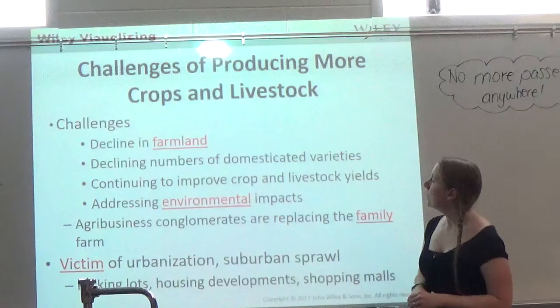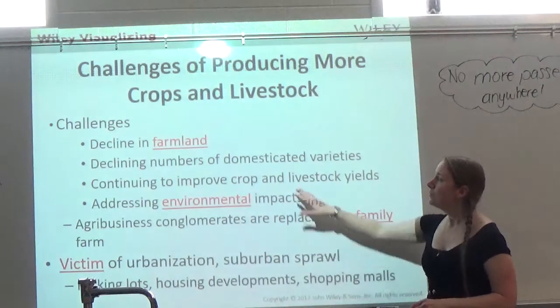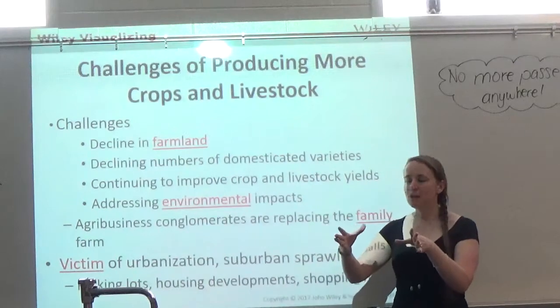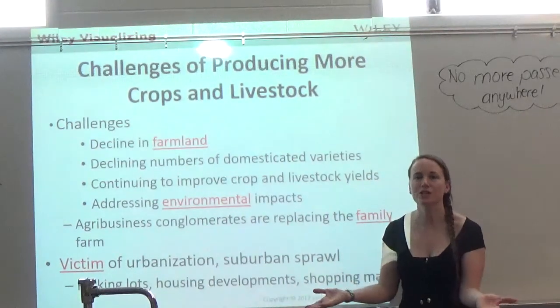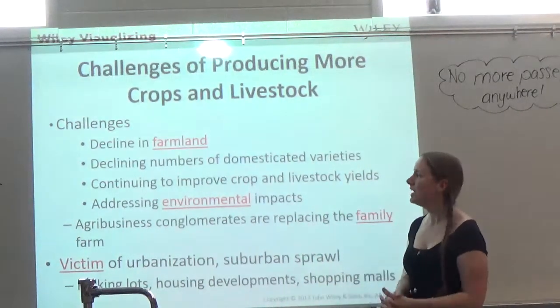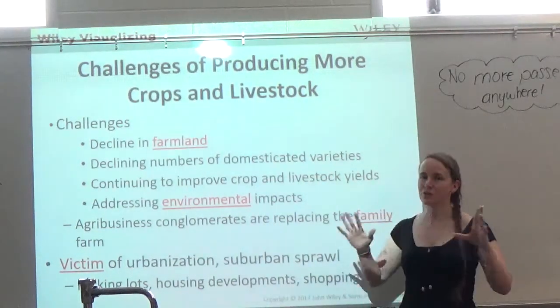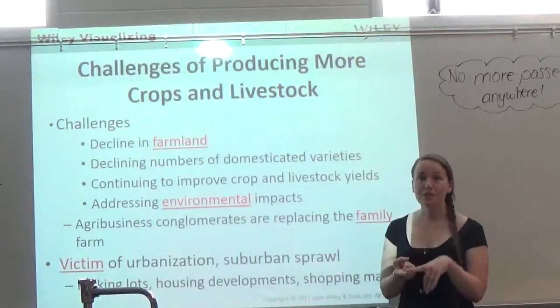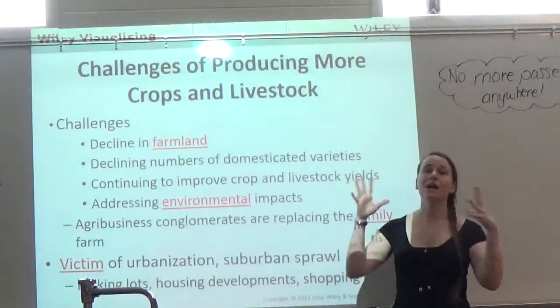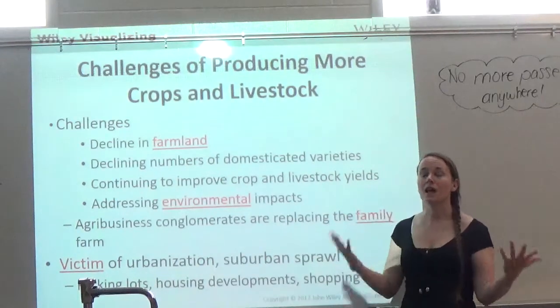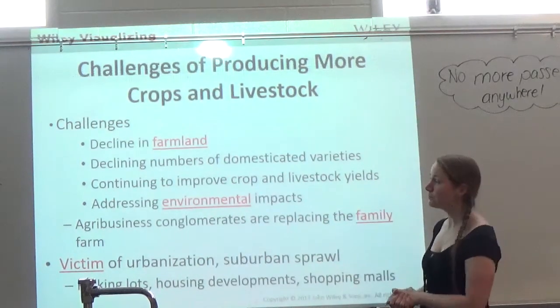Continuing to improve crop and livestock yields. So again, more people, even if we increase how much corn we make one year, we're going to have more people the next year, so then we have to increase it even more. And then addressing environmental impacts. All of this is detrimental. Between the pesticides we use and the fertilizers we use, that's a lot of pollution. Even things like raising cattle, they release a lot of methane, which is one of the greenhouse gases we talked about.